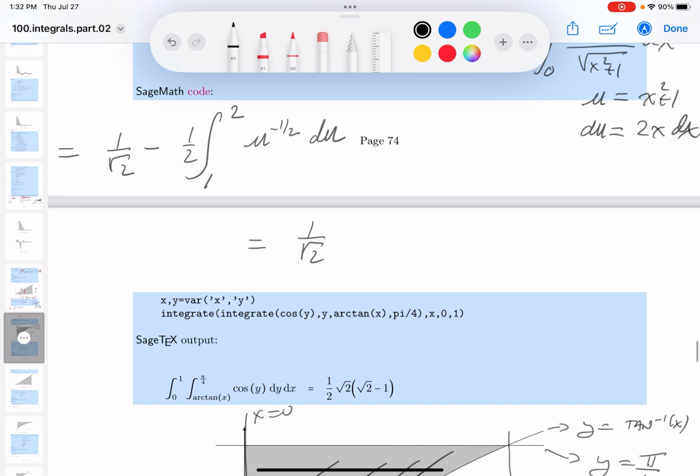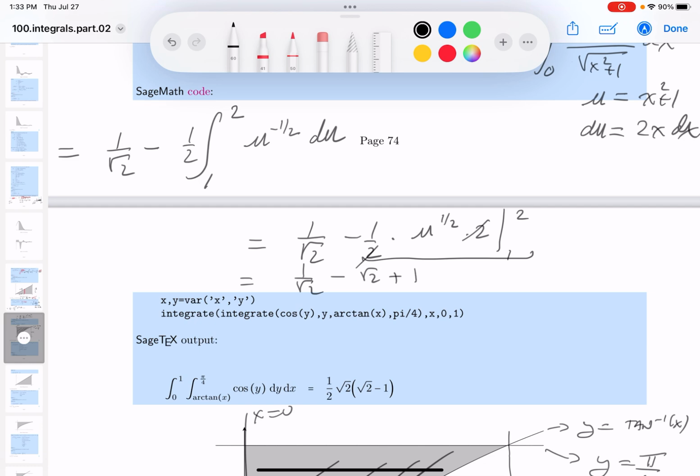1 over root 2 minus 1/2. Increase the exponent by 1, so that's going to be u to the 1/2. Divide by a half or multiply by 2. Well, these 2's cancel off. Limits of integration there are going to be from 1 to 2. So we write that down, 1 over root 2. Again, we're trying to evaluate this over here. And that's going to be what? Minus root 2. And minus and minus would be plus the root of 1, which is just simply 1.